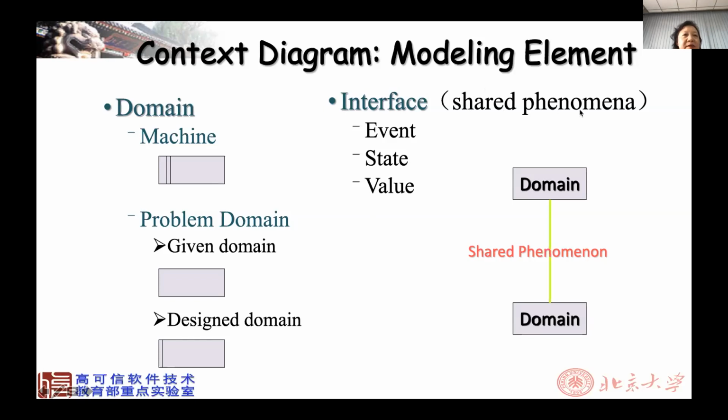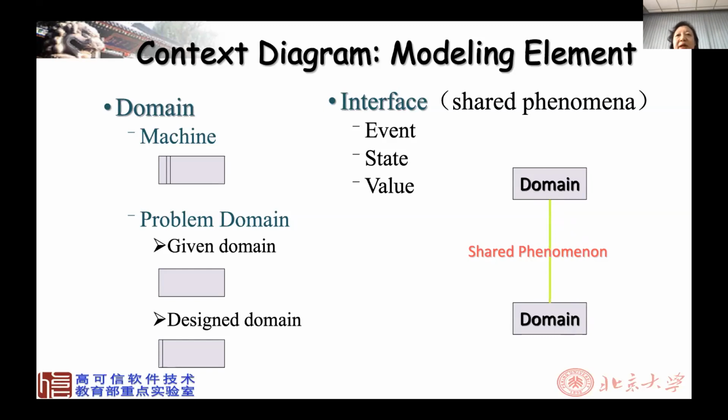In the problem frame approach, these three are also called shared phenomena. That means between one domain and another domain, there's an interface that can link them, and through this link, they have some shared phenomena transferred in the interface. Shared means these phenomena are shared by these two domains. So that is the meaning of the modeling description elements.